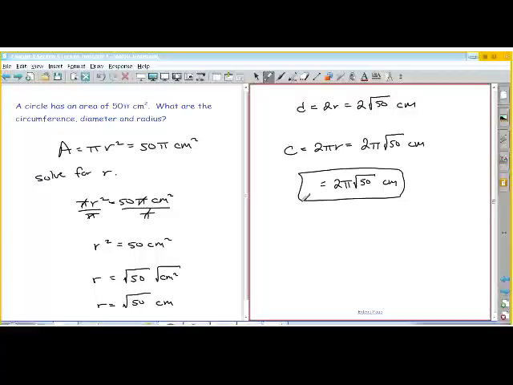So the key thing is if you're given area, you've got to calculate radius. Once you have radius, you can calculate the other things. If you're given the circumference, you have to calculate radius, and then you can calculate the other things. So if you're given radius or diameter, you can calculate everything from that, but when you have either area or circumference given, you have to calculate the radius first and then go back and get the other stuff.